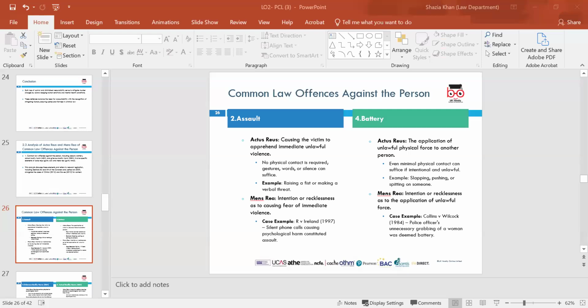When might a person be charged with ABH instead? This is often section 47 of the Offences Against the Person Act 1861. A case example for that is the Collins v Wilcock case, 1984, where a police officer unnecessarily grabbing a woman was deemed battery.